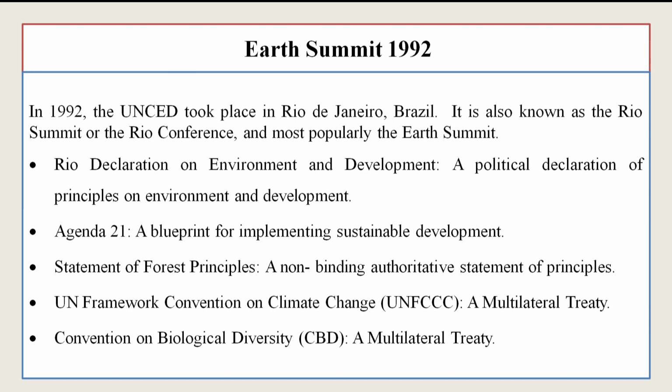Agenda 21 is a blueprint for implementing sustainable development, that is, how to go about implementing sustainable development. Then there is the Statement of Forest Principles, a non-binding authoritative statement of principles. Another one is the United Nations Framework Convention on Climate Change, a multilateral treaty, and the last one is the Convention on Biological Diversity, which is also a multilateral treaty.